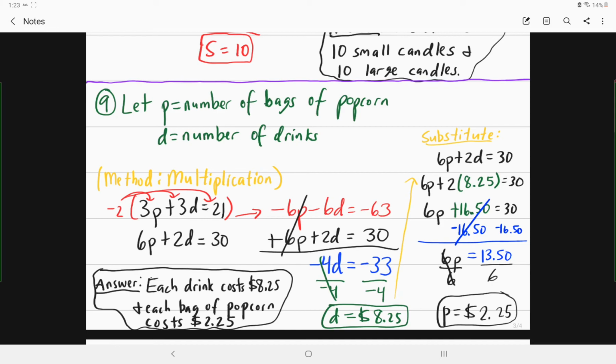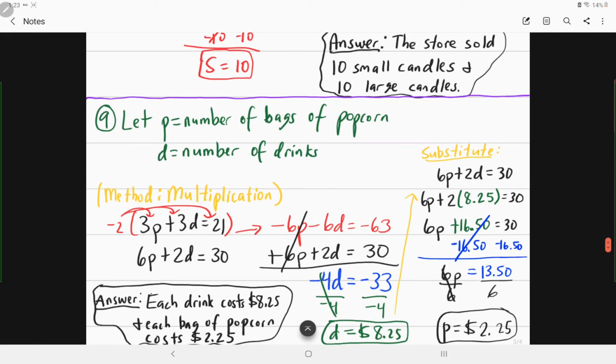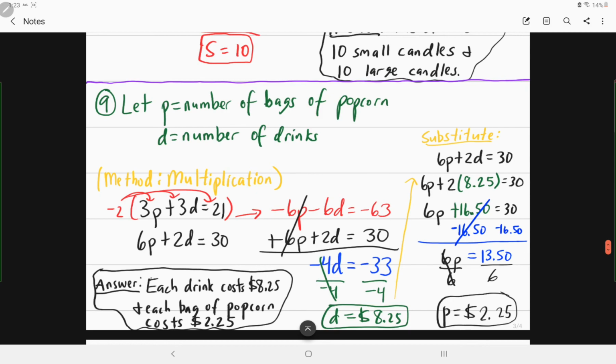Once both equations are set up, again, you have different choices. How do you want to solve it? In yellow, if you see, I chose multiplication since I wanted to get rid of the P. So I multiplied the top equation by -2. If you look at the red part, -6P plus +6P would eliminate. And I solve for D. That means each drink would cost $8.25.